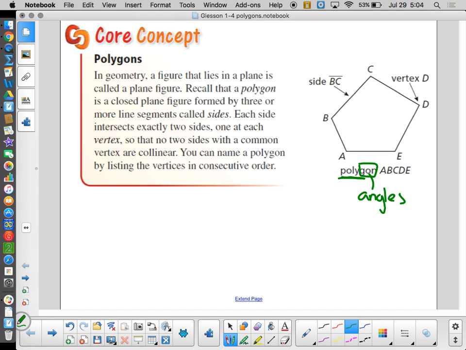So the term polygon actually means many angles. And so a polygon is a shape that has 3 or more angles in it and is closed like this. Polygon is made up of sides. The sides are segments. And where 2 sides come together, we form a vertex. The number of sides is the same as the number of vertices. The plural of vertex is vertices. So that's an interesting little tidbit of information for you.